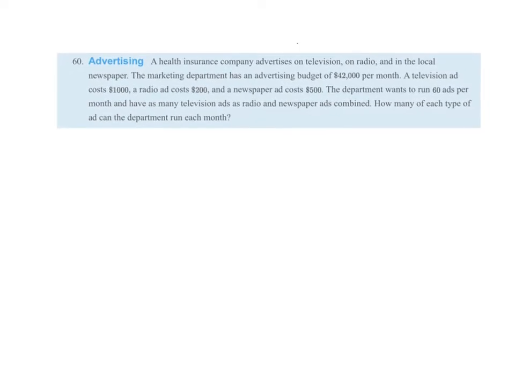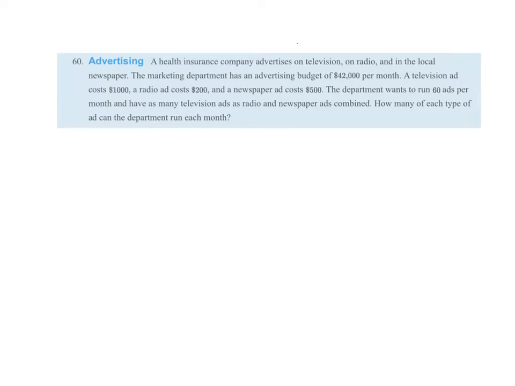This is homework help on 7.3, number 60. A health insurance company advertises on television, on radio, and in the local newspaper. The marketing department has an advertising budget of $42,000 per month. A television ad costs $1,000, a radio ad costs $200, and a newspaper ad costs $500. The department wants to run 60 ads per month and have as many television ads as radio and newspaper ads combined. How many of each type of ad can the department run each month?